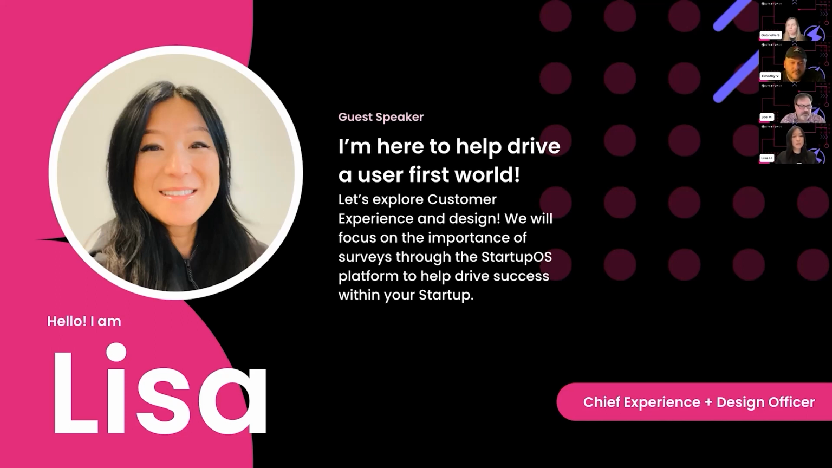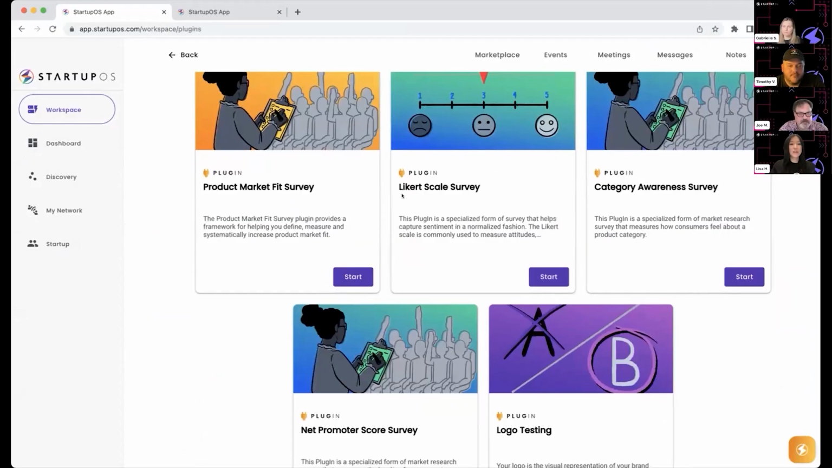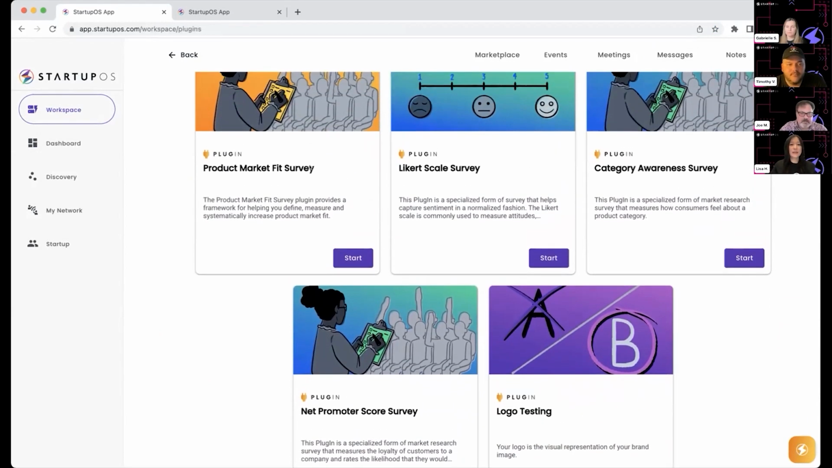So through this, you can begin to understand what you need to focus on, how to make significant improvements to reduce risk, increase those KPIs, and drive future goals and improvements. You're going to see that we have a whole host of different types of surveys that we offer to you on the platform. But the focus for today is actually going to be our Likert Scale Survey.